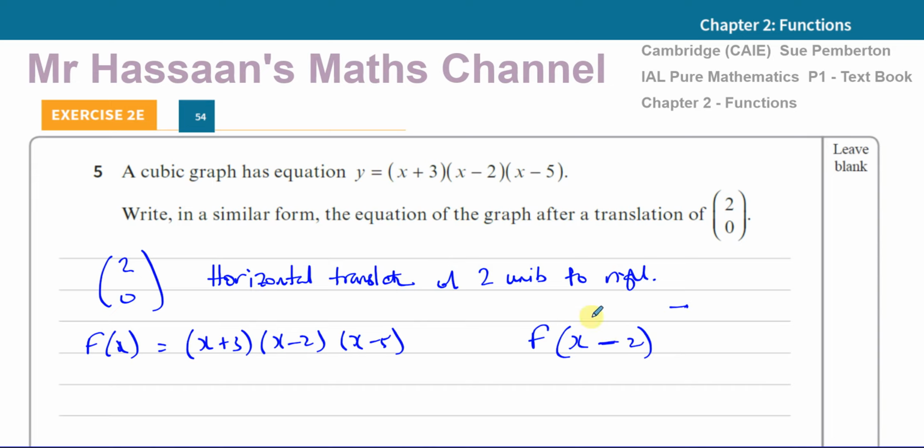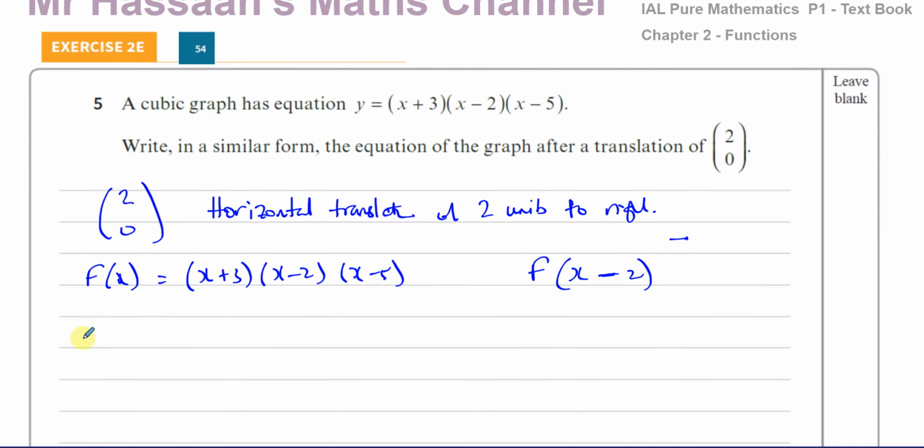When it's inside the function, it causes a horizontal translation, and it's always kind of the opposite. So f of x minus 2 will cause this to translate 2 units to the right. So what we can do is replace the x inside this function with x minus 2. If it was (0, 2), then we would just add 2 to the whole function. In this case, no, we have to basically replace the x with x minus 2.